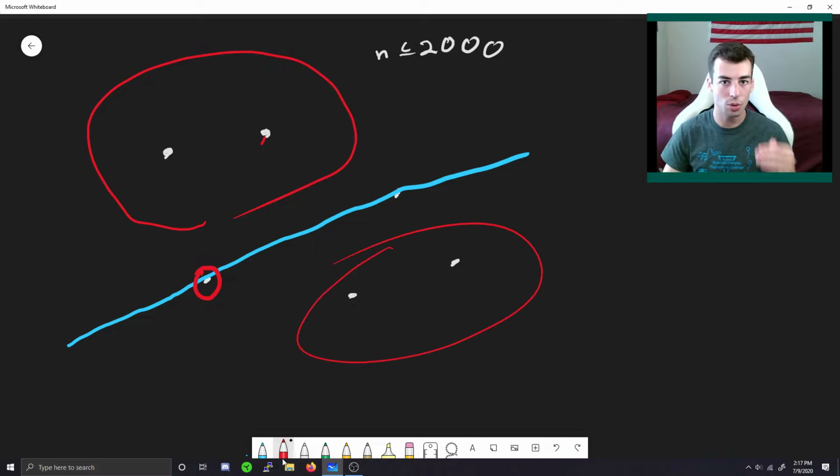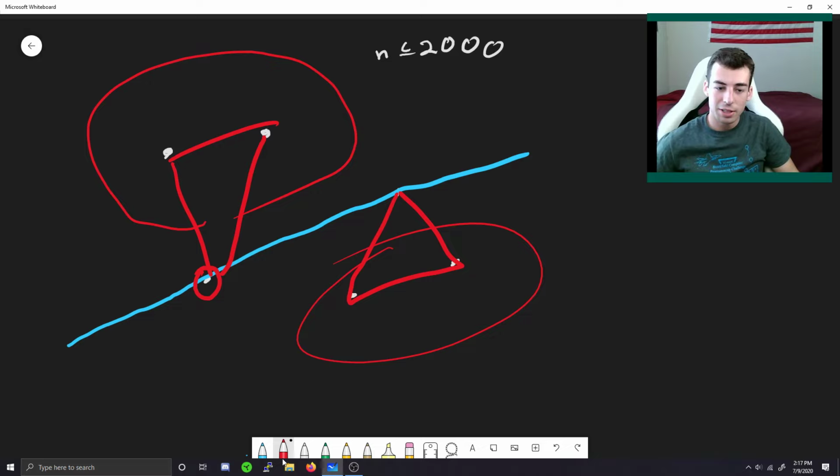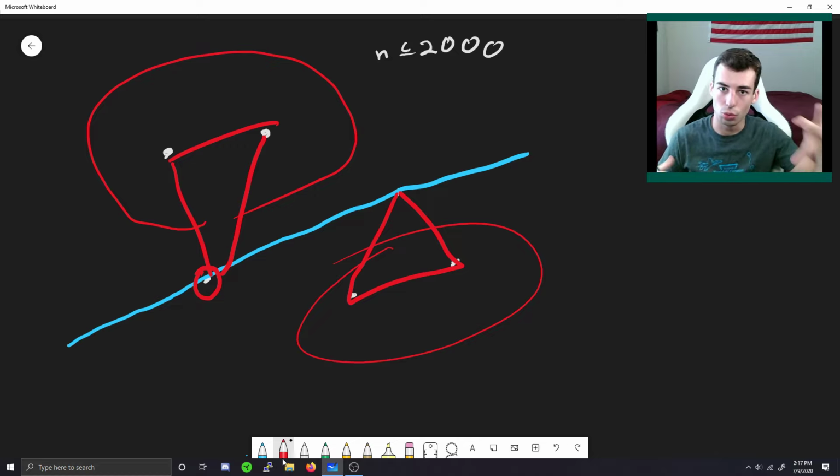For each, we'll do n choose 2, because we have to pick 2 as the other half of the triangle. So maybe we pick these 2 here, and maybe we pick these 2 here. And once we know how many ways we can do it on one side, and how many ways on the other, those are independent, obviously, because they're separated by the line. So then we can just multiply them together, and now we can count how many ways this line separates 2 groups of triangles.